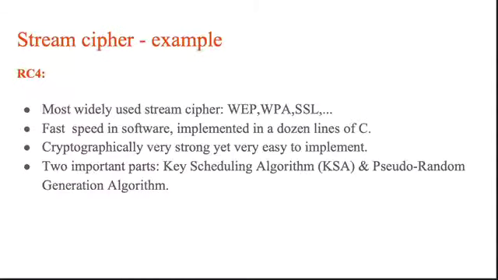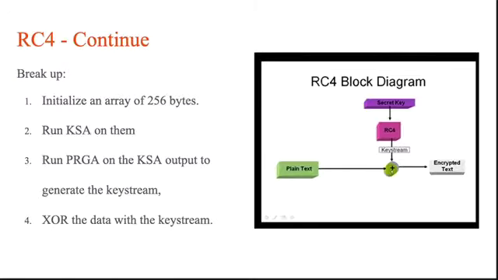The second stream technique is RC4. It is the most widely used stream cipher, such as in WEP, WPA, SSL. It runs fast in software and is hard to be broken by crackers, and the implementation is very easy. It contains two important parts for generating the key stream, the key scheduling algorithm and the pseudo-random generation algorithm. From the block diagram, we can see that after these two algorithms generate the key stream, it is XORed with the plain text to generate cipher text.